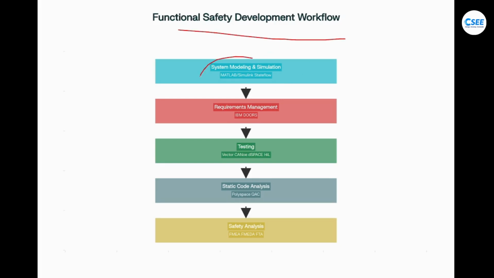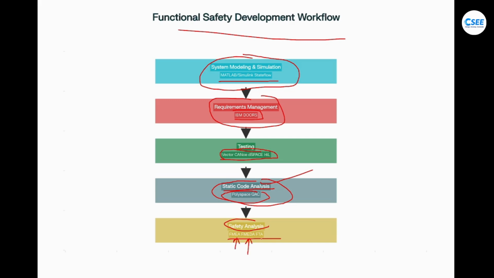Engineers use MATLAB Simulink and Stateflow for system modeling and simulation. For requirements management, IBM DOORS is a popular tool. For testing, engineers use Vector CANoe and dSPACE hardware in the loop platforms to simulate real world driving conditions. Tools like Polyspace and QAC perform static code analysis to catch software errors early. For safety analysis, techniques like FMEA, failure modes and effects analysis, FMEDA, failure modes, effects and diagnostic analysis, and FTA, fault tree analysis are used to identify and minimize risk in both hardware and software.